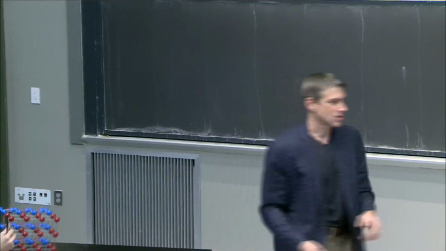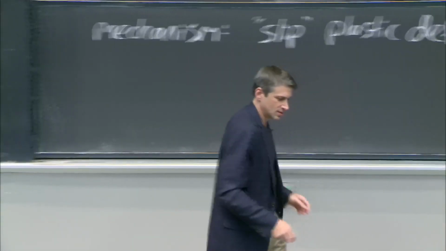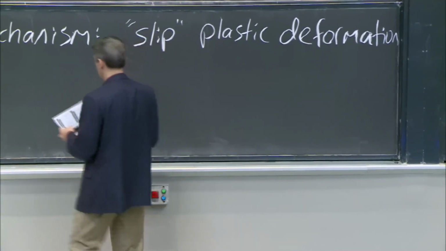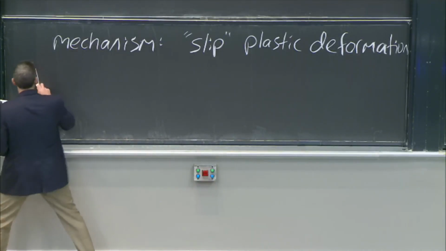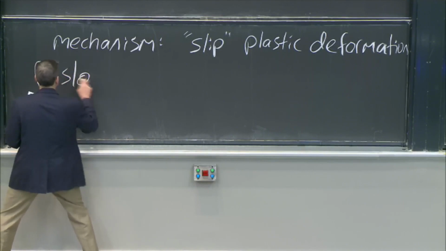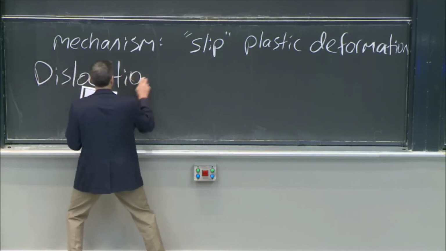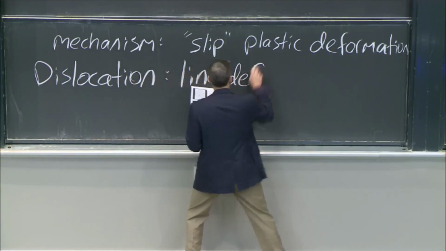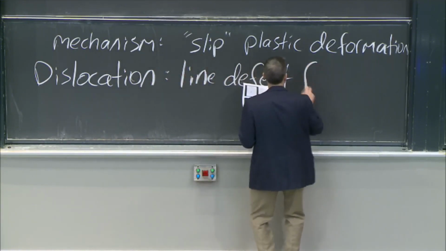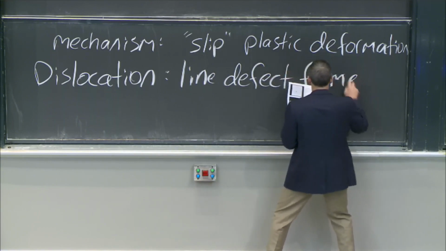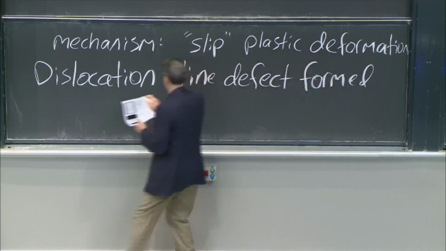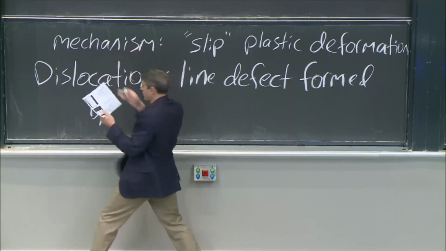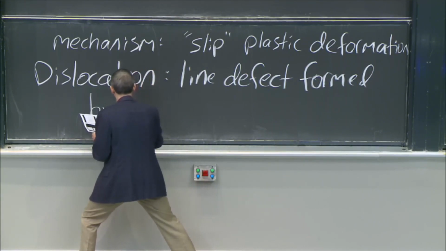So that is called a dislocation. That is the 1D defect. It's a line defect formed by what is essentially a misregistry of atoms that gives you an extra plane.